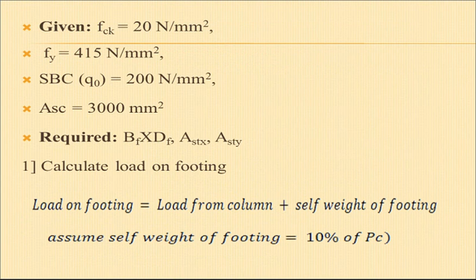Now, design of the footing, we can use the grade of the concrete. It is already known to us, 20. Grade of steel Fe415, safe bearing capacity 200 kilonewton per meter square, not mm square. So ASC is equal to 3000 mm square. This is known. So we need the required size of the footing, depth of the footing, ASTX and ASTY.